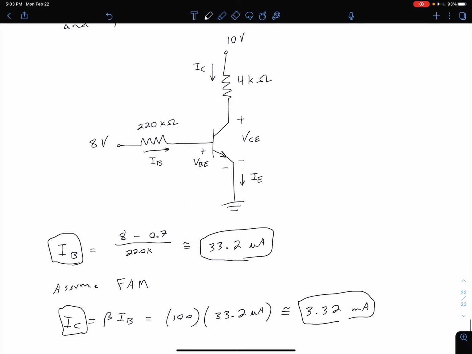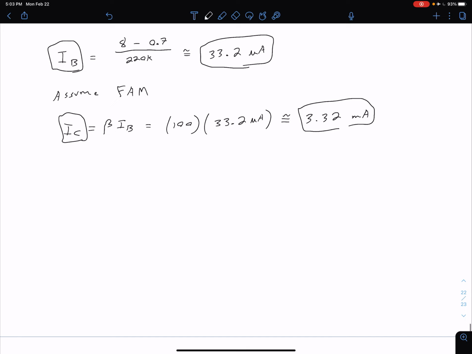All right, we could of course find our emitter current by combining those two, but let's go ahead and find our VCE by looking at our collector emitter loop here. Again, we can find the voltage dropped across that 4K ohm resistor, so we're just going to subtract that from 10 to get our VCE. So our VCE is going to be equal to 10 volts minus, approximately, because I have an approximate IC, 4K times our 3.32 milliamps, and that gives us approximately negative 3.27 volts.